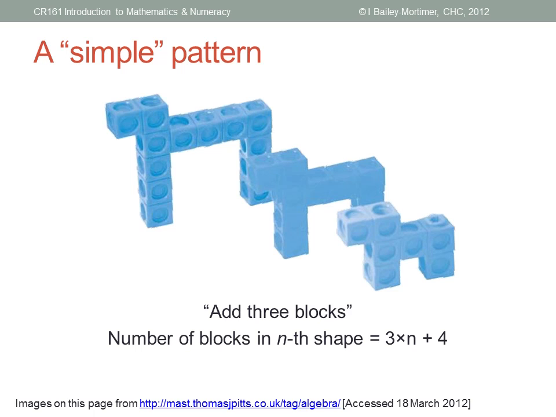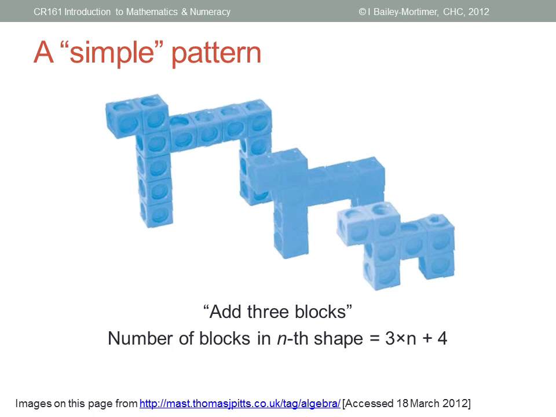But this new rule is much more powerful. How many blocks in the 32nd shape? 3 times 32 plus 4, which is 100. That was easy and very fast.